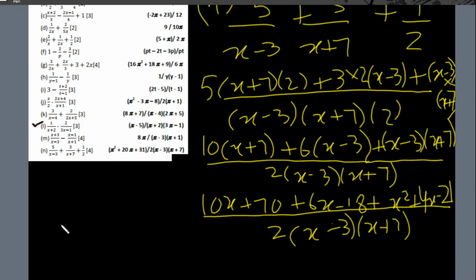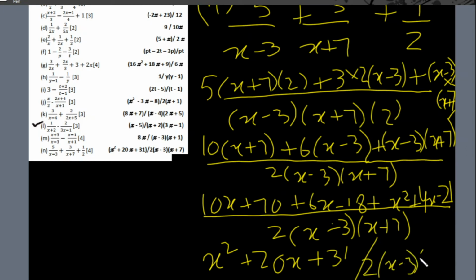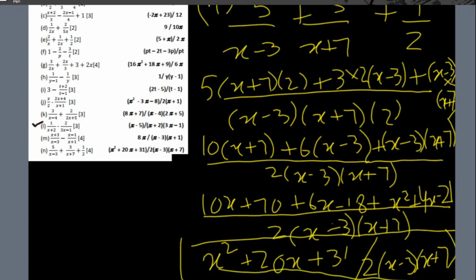Okay, next let's simplify the numerator. We have just a single term of x square, then we have 10x plus 6x plus 4x, which will make 20x. And next we have 70 minus 18 minus 21. Let me check in my calculator. 70 minus 18 minus 21 is 31. So plus 31 over 2 times x minus 3, x plus 7. So this is the answer for part N.